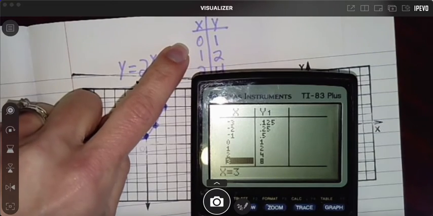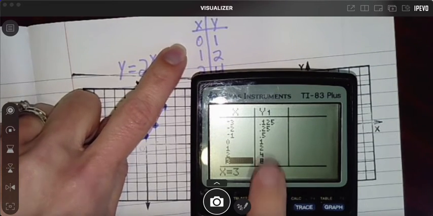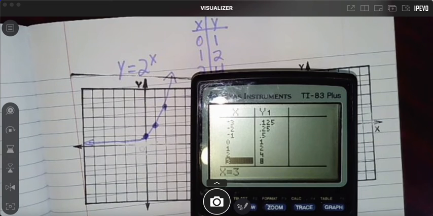Look at my table and look at its table. You can plot your points. I remember doing it. Easy. Yeah, we've done this before.